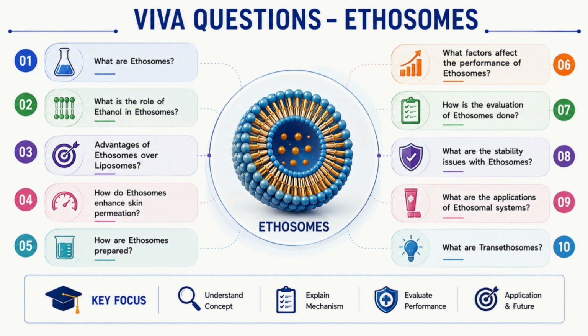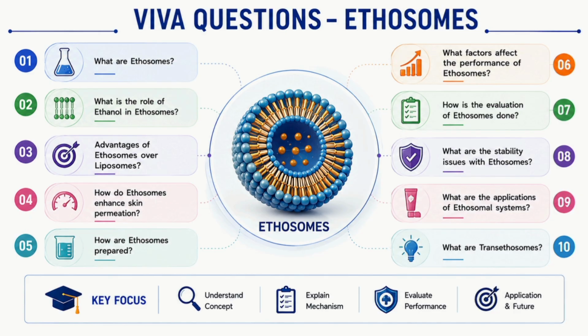Let's quickly revise some potential viva questions. Question 1, what is the major distinguishing component of ethosomes? The answer is ethanol. Question 2, why is ethanol incorporated here? In order to increase vesicle flexibility and modify the stratum corneum lipid structure. Question 3, what is the major barrier to transdermal delivery? The answer is the stratum corneum.